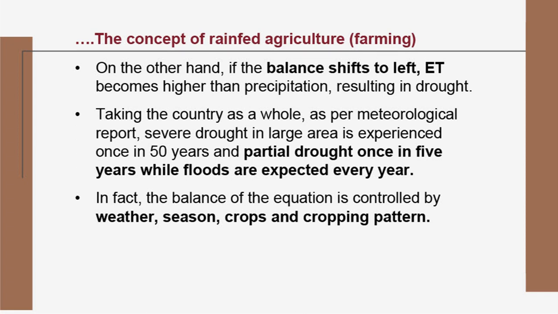Taking the country as a whole, as per the meteorological report, severe drought in a large area is experienced once in 50 years and partial drought once in 5 years, while floods are expected every year. So in rainfed areas, in general, you will not have much deficit of water, rather you can have some flooding situation. In fact, the balance of the equation is controlled by weather, season, crops and cropping pattern. Some crops may require more water, some crops may require less water.